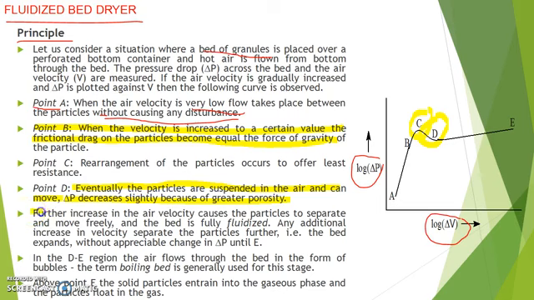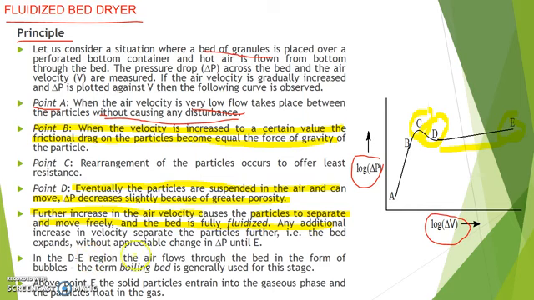Further increase in the air velocity causes the particles to separate and move freely, and the bed is fully fluidized. Any additional increase in velocity separates the particles further, that is, the bed expands without appreciable change in delta P up to the point E.